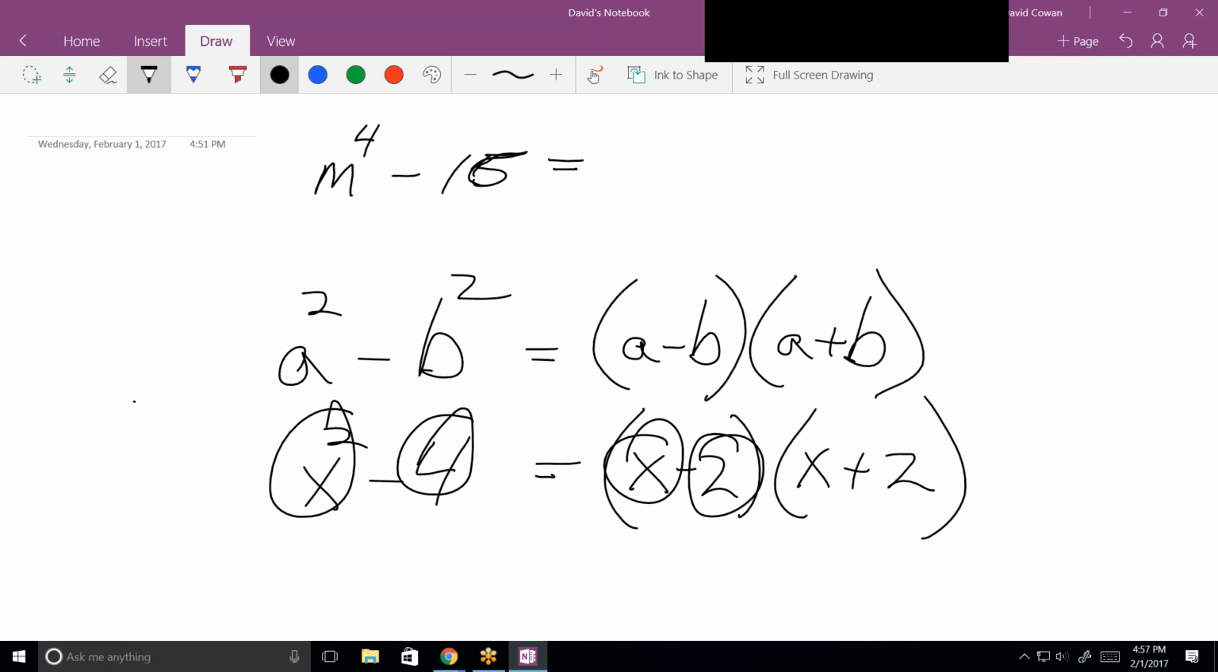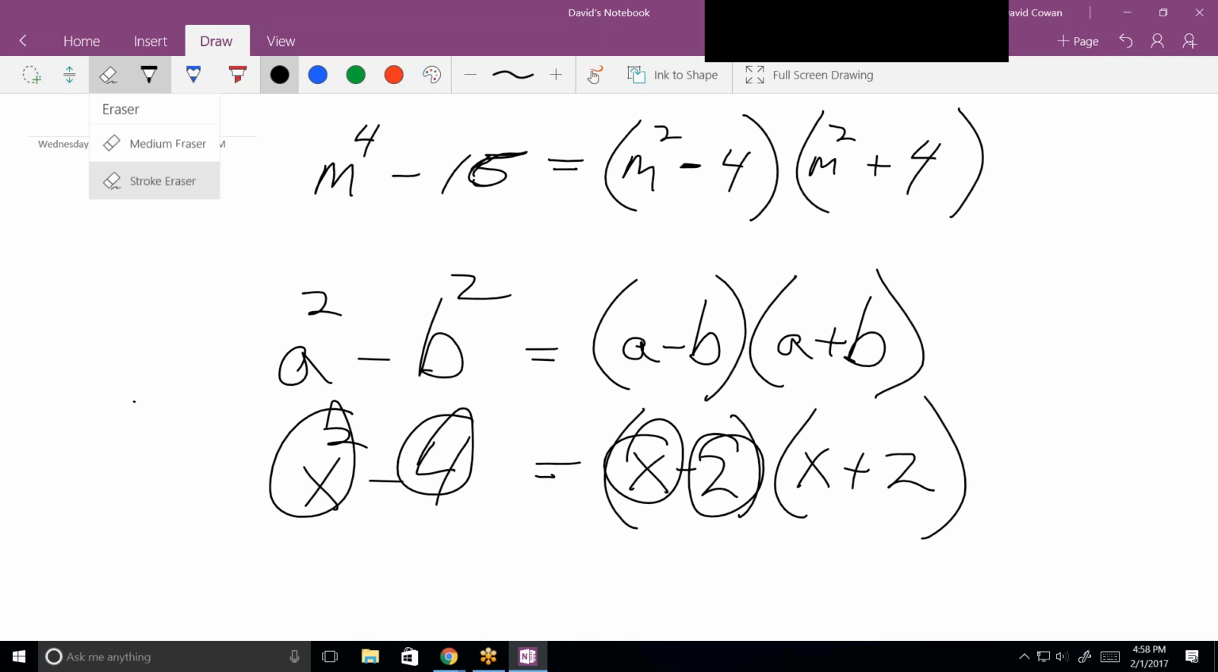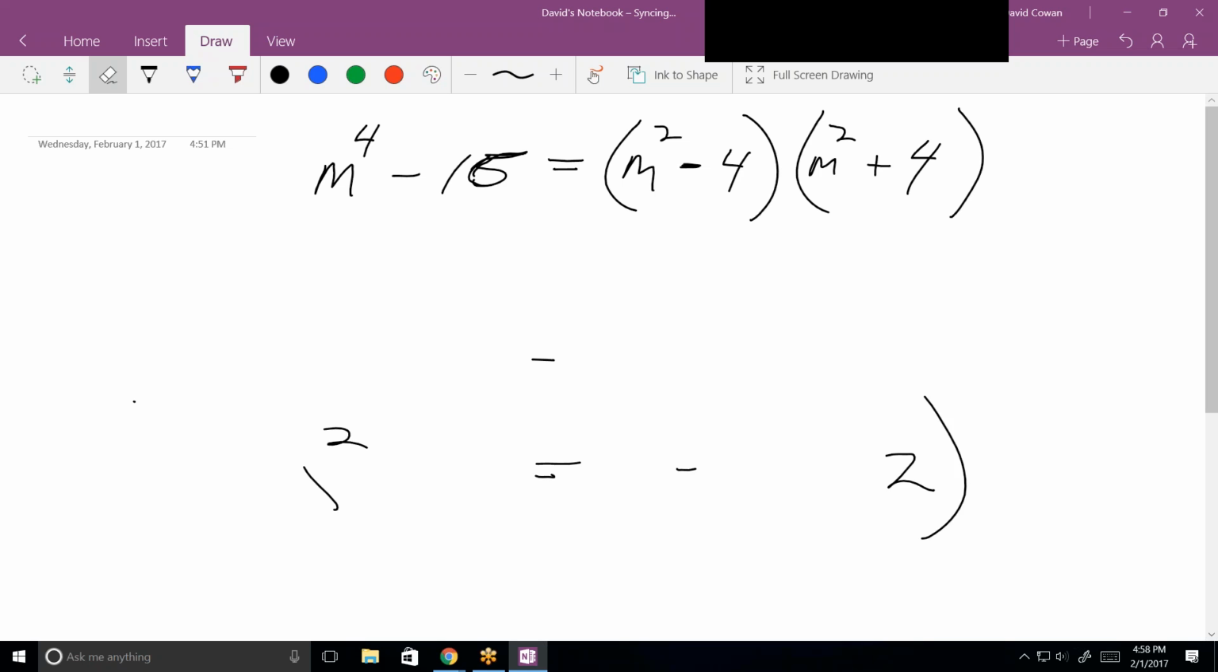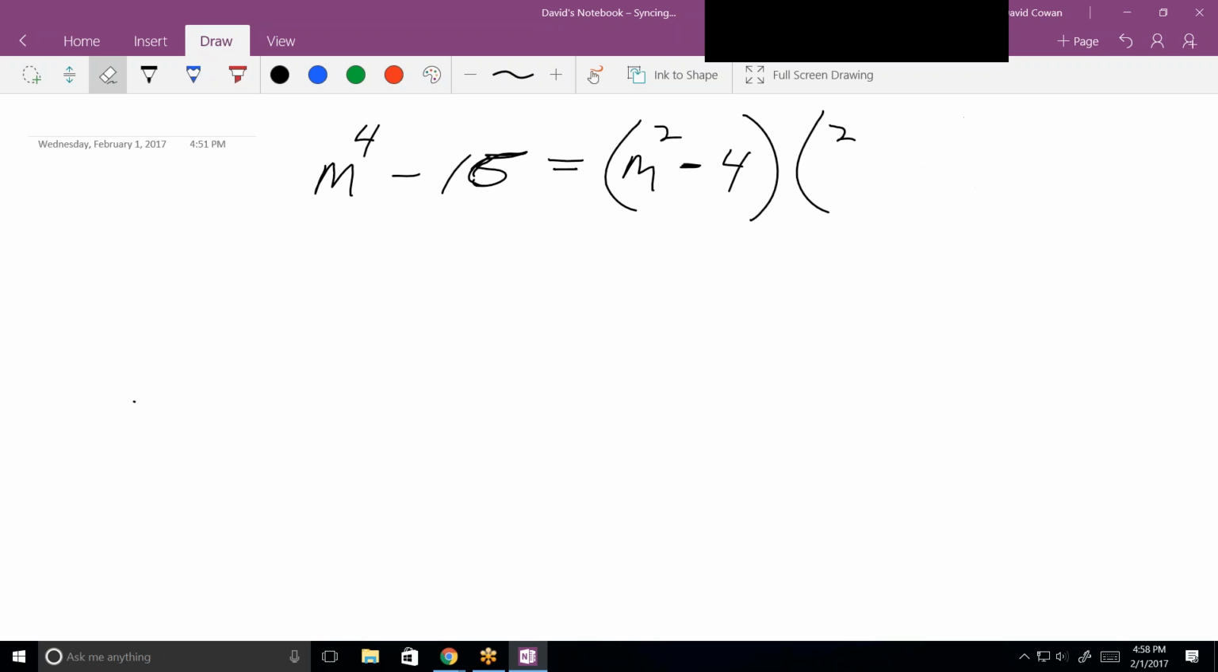So let's apply that logic to what we have here. What is the square root of m to the 4th? M to the second. And the first one's always minus, the second one's always plus. That's the other thing of difference of perfect squares, is one's the conjugate of the other. And what's the square root of 16? 4. Now, once you figure out the first one, you don't really need to do any work on the second one. As long as I figure out that the A minus B is M squared minus 4, then I know the next one is automatically M squared plus 4. I don't have to do any math.